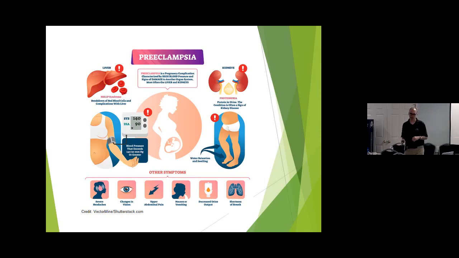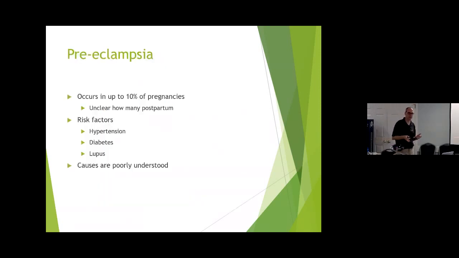So the things we think about affecting it. We get proteinuria, you can get kidney damage from the high blood pressure. You can have something called HELLP syndrome. You get hepatic failure and low platelets, hypertension, edema, vision changes, belly pain, nausea, vomiting, headache. It's 10% of pregnancies, and we don't know how many happen postpartum. Risk factors are pre-existing hypertension, diabetes, or autoimmune disease like lupus.